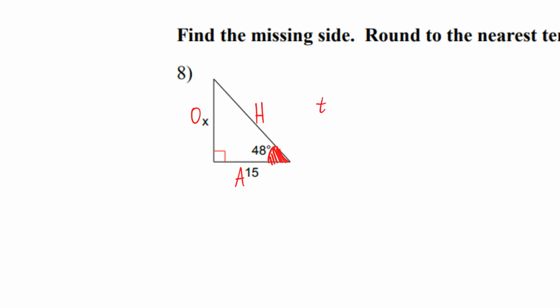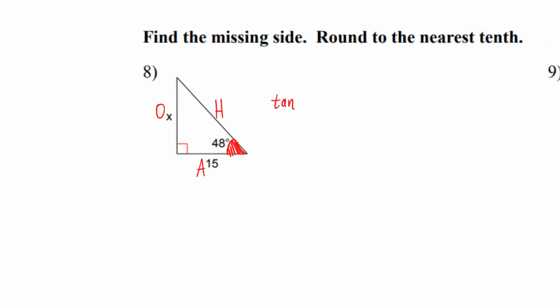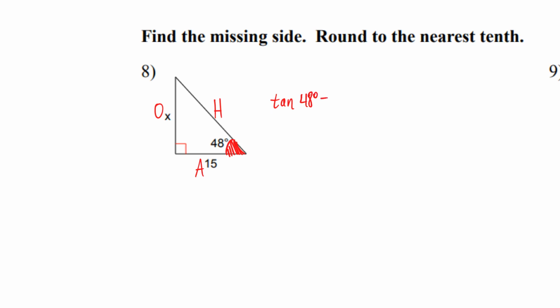So on this one, now that I'm looking for the side, I'm going to go tan 48 degrees equals the opposite X over the adjacent 15. And what's the tan of 48? 1.11. So you have 1.11 equals x over 15. And then you'll just solve. This one's easy. You just multiply both sides by 15. That'll give you your answer there. And all the ones on this side are like this. Will be worked out like this.